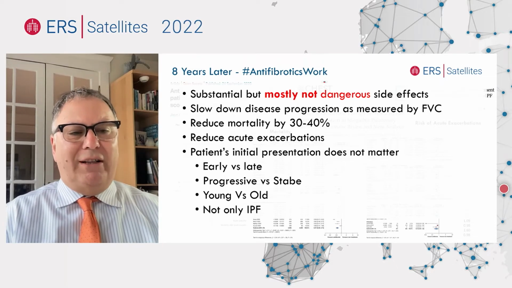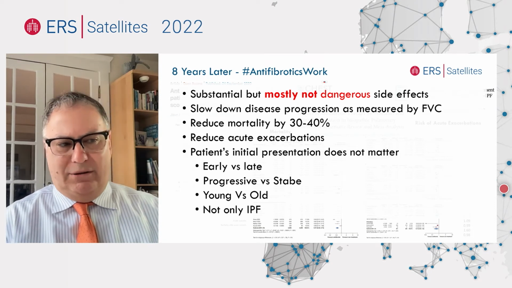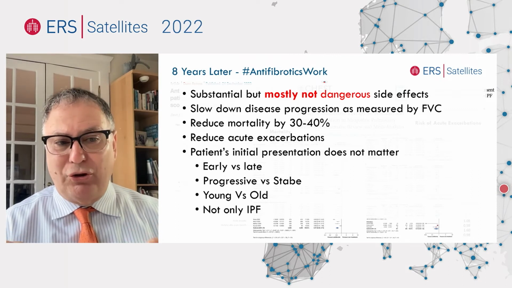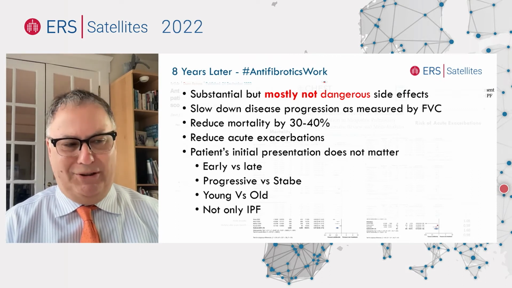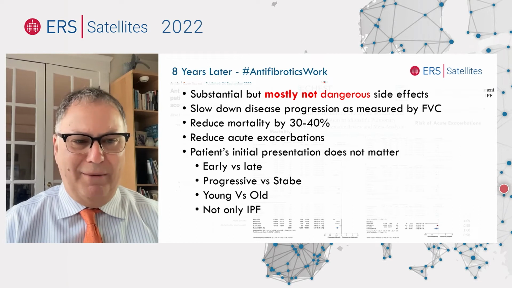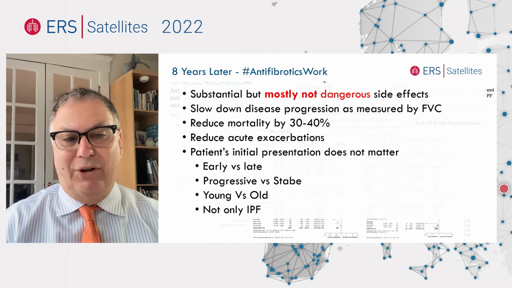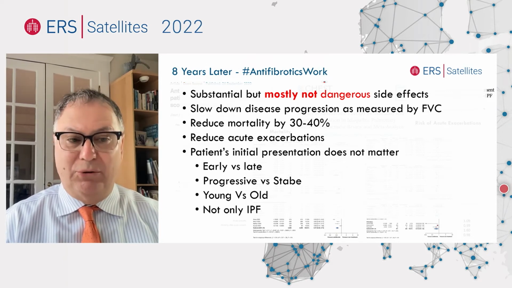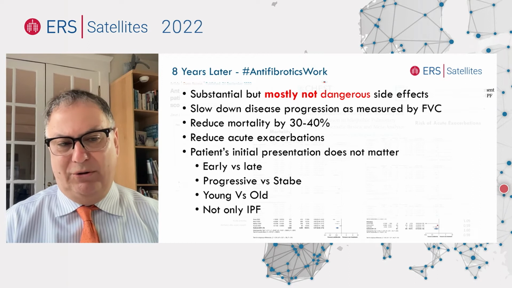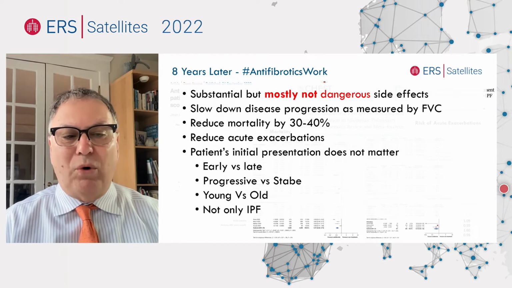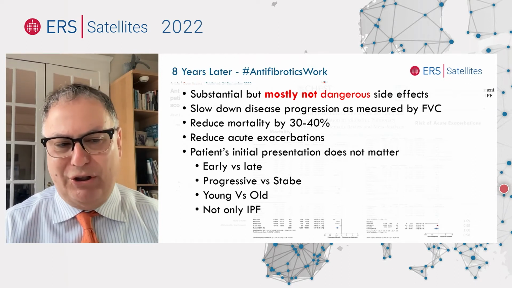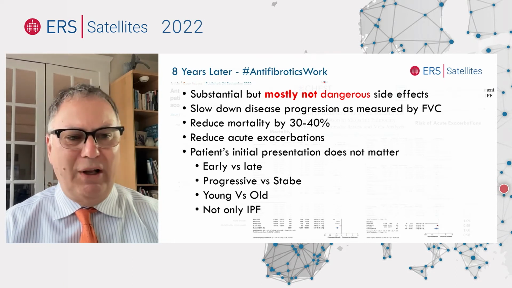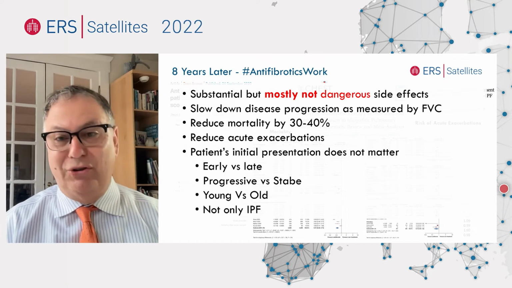So 8 years later, if we summarize antifibrotics, nintedanib and pirfenidone, one is they have substantial side effects. The patients really know they're taking the drug and they really are unhappy. But these side effects are actually not dangerous. They slow down disease progression as measured by FVC. They do reduce mortality. They reduce acute exacerbations. And what we learned also, that patient initial presentation doesn't really matter. There is a tendency sometimes to hold off therapy because the patient is early in the disease or late in the disease.